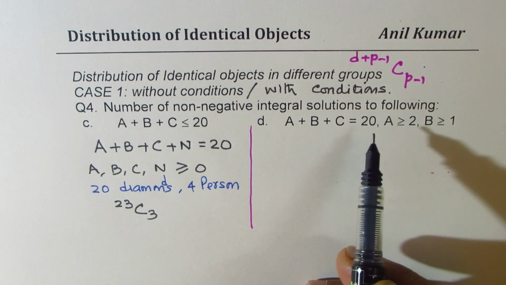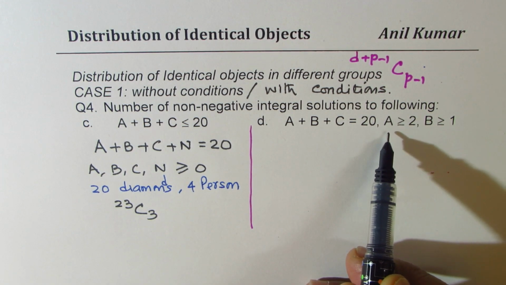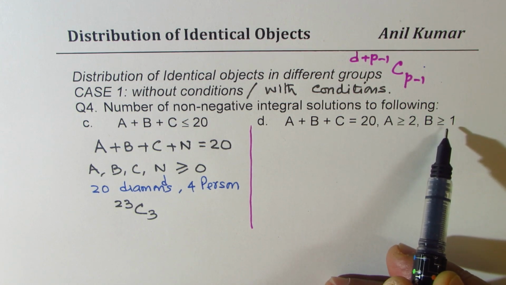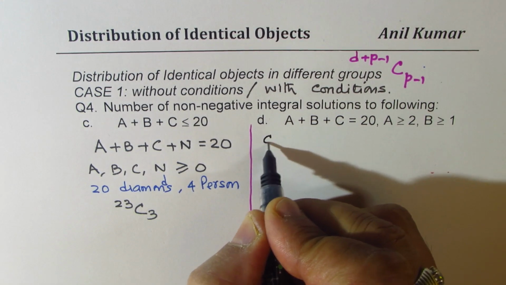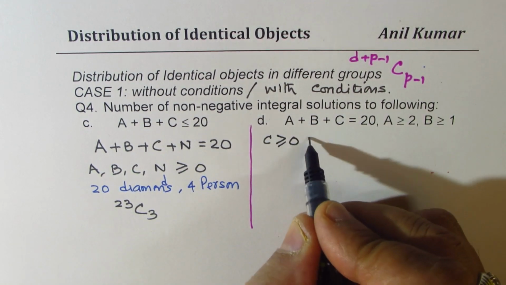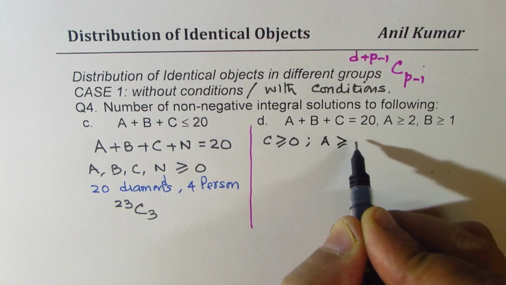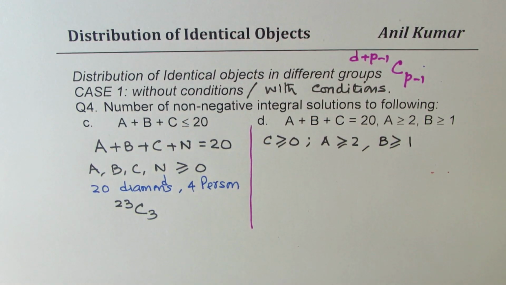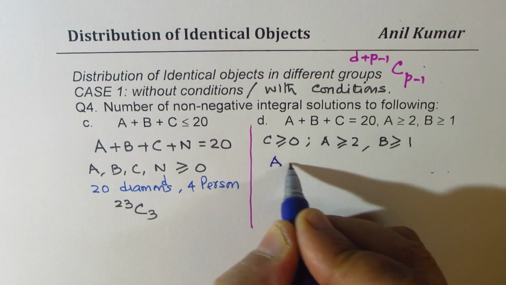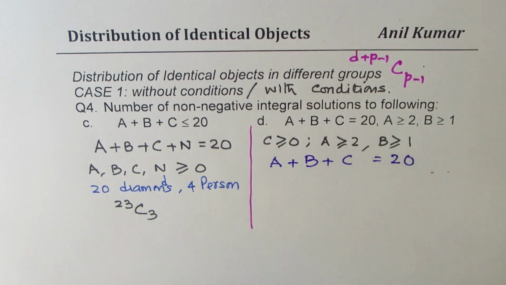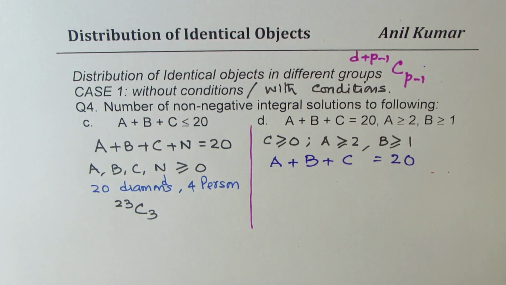A plus B plus C equals to 20, but we are giving a condition that A should be greater than or equal to 2 and B should be greater than or equal to 1. That means C is greater than or equal to 0, no condition basically, and we are saying A is greater than or equal to 2 and B is greater than or equal to 1. Okay, so the question here is that A plus B plus C should be equal to 20 with the given conditions. What should I do?